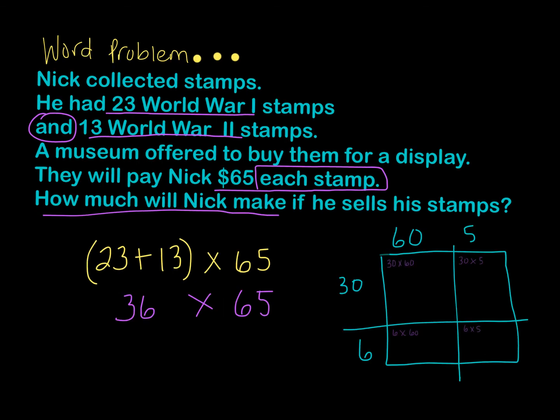Now 3 times 6 is 18, so we've got 30 times 60. It's going to give us 1,800. And then we have 30 times 5 will give us 1,500, or 15 tens. And 6 times 60 will give us 36 tens. And 6 times 5 is 30.